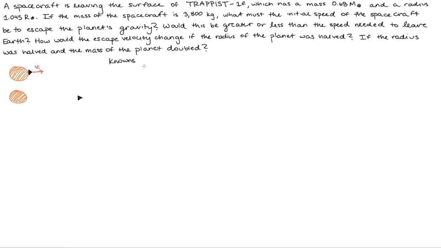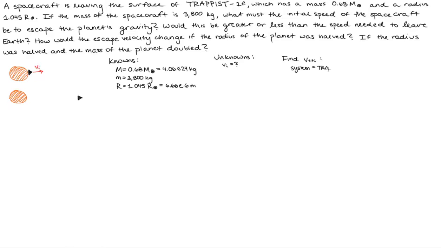Our knowns are the mass of the planet, which is 4.06 times 10 to the 24th kilograms, the mass of the spacecraft, which is 3,800 kilograms, and the radius of the planet, which is 6.66 times 10 to the 6th meters. Our unknown is the initial velocity of the spacecraft. To find v-escape, we will define our system as the planet TRAPPIST-1F and the spacecraft.